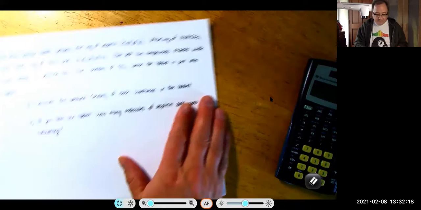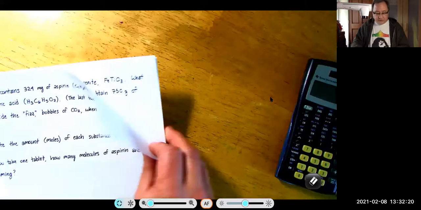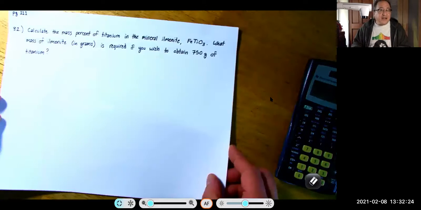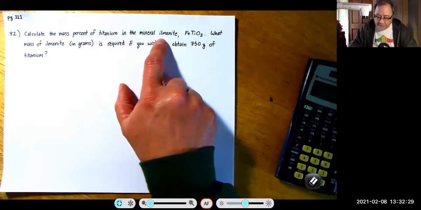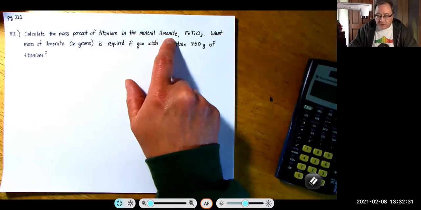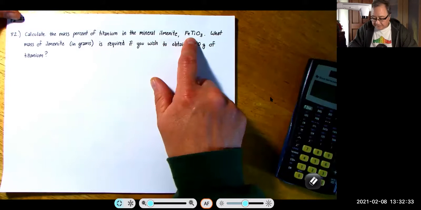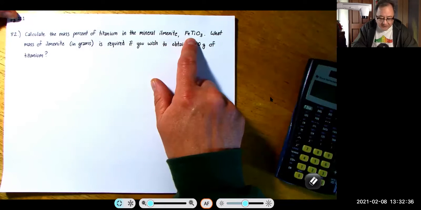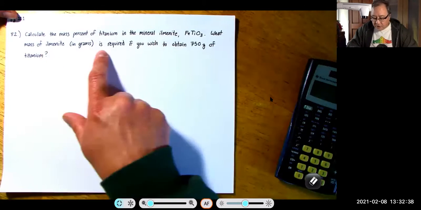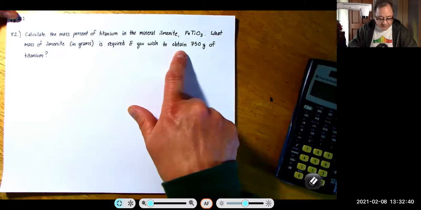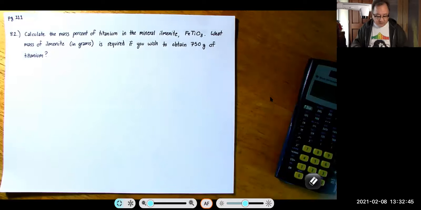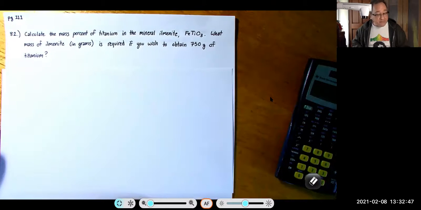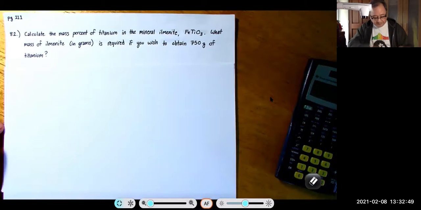Let's move on. We're going to be learning some new material today that we haven't covered before. So this says calculate the mass percent of titanium in the mineral ilmenite. And here's the formula for ilmenite. What mass of ilmenite in grams is required if you wish to obtain 750 grams of titanium? So here, this gives me the advantage of showing you how to calculate mass percent and how to use percent.